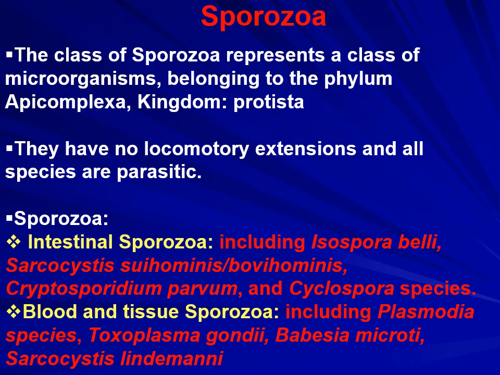The intestinal sporozoa we are going to discuss in this lecture are Isospora belli, Sarcocystis suihominis and bovihominis, Cryptosporidium parvum, and Cyclospora species. Among the blood and tissue sporozoa, we are going to focus more on Toxoplasma gondii, but we will have to keep in mind that blood and tissue sporozoa include the most deadly species, which are Plasmodia species, in addition to Babesia microti and Sarcocystis lindemanni.